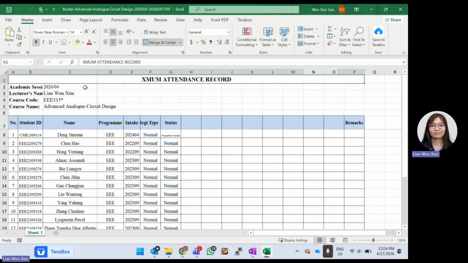Is anyone not in Teams or anyone not in Moodle? Okay, no.